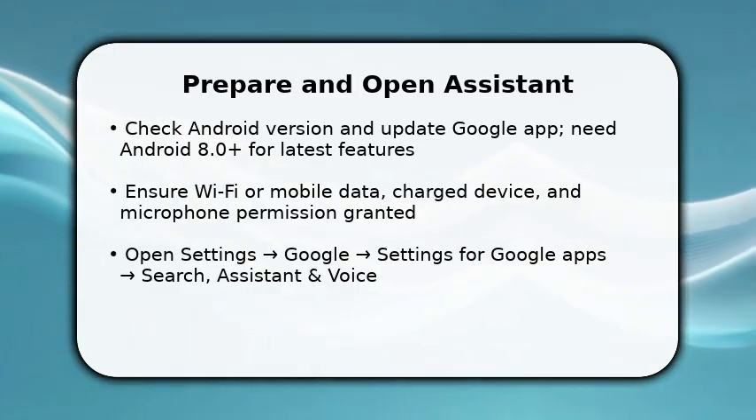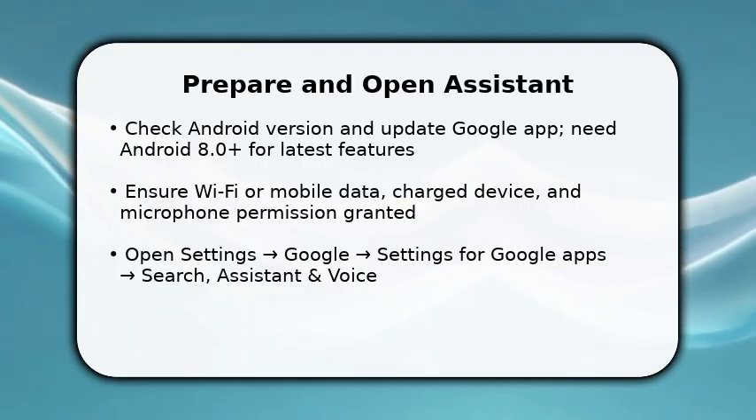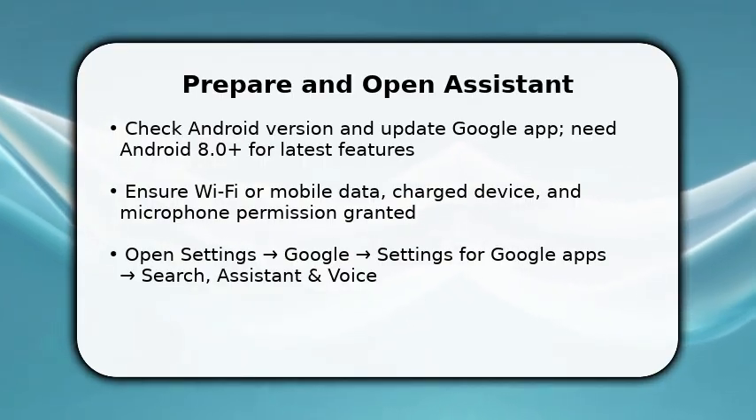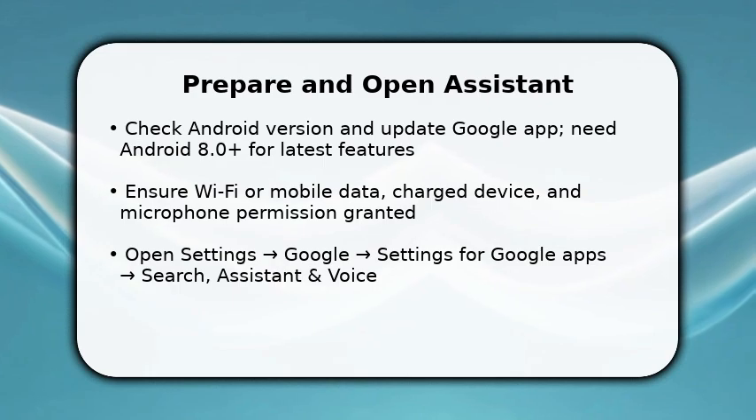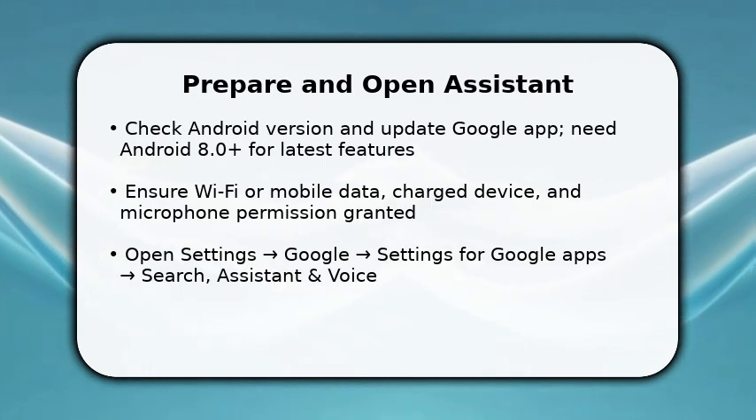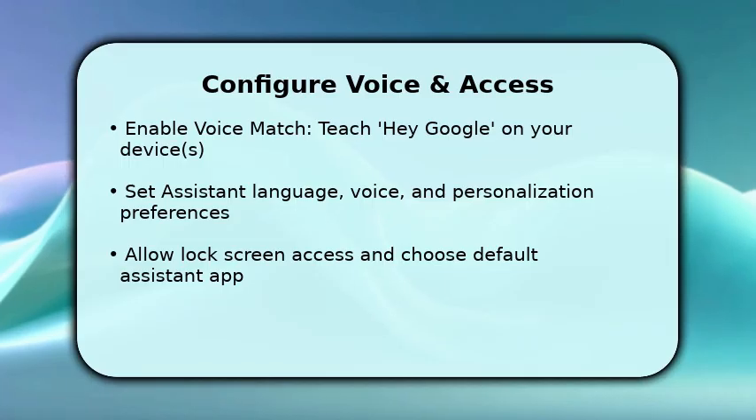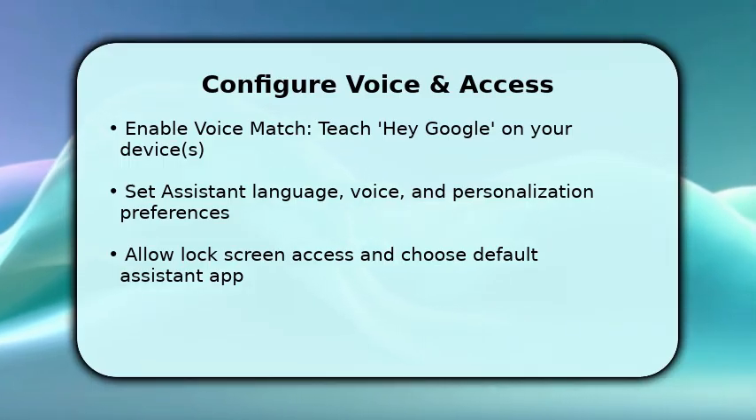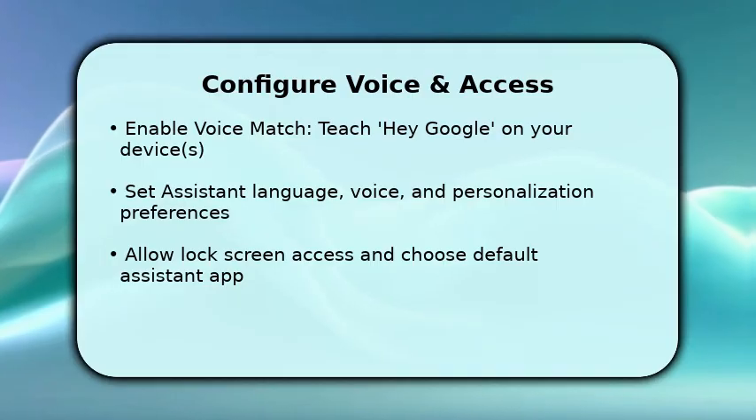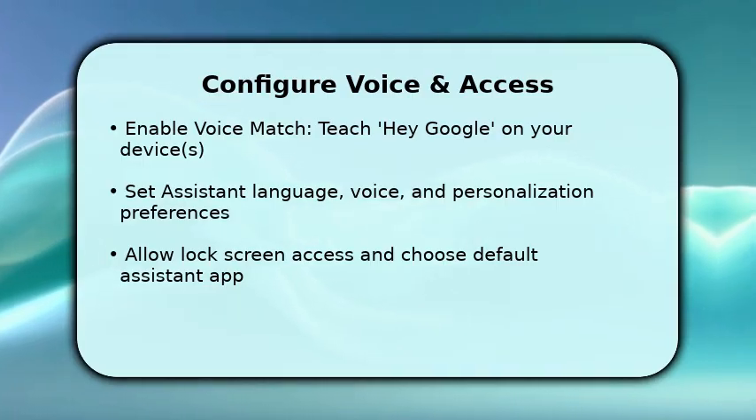Next, select General and enable Google Assistant if it's off. Then proceed to Voice Match and Assistant Device Settings. Once in Assistant Settings, tap Voice Match and follow the prompts to train Hey Google. Repeat phrases clearly for accuracy. Then go to Assistant Voice to pick a voice and language. This improves recognition and tone.